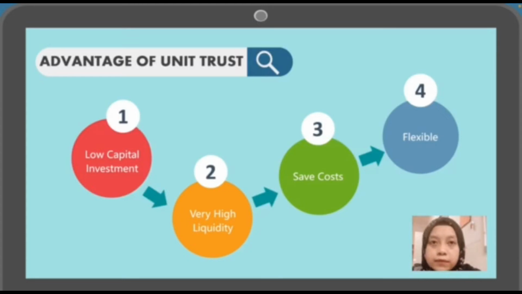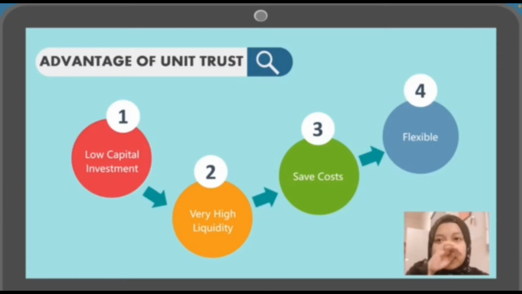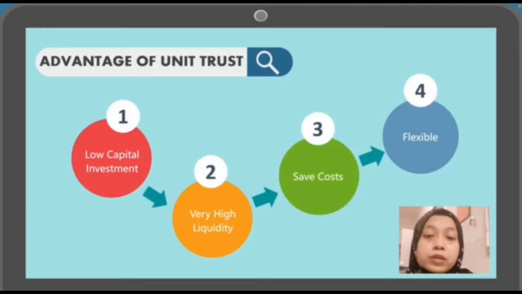Payment in unit trust investment from the sale and management charge. The sale charge is between 5 to 6%, and the management charge about 1.5% per year. If we invest 1,000 ringgit, then the sale charge is about 47 ringgit. That means only 952 ringgit out of 1,000 that we invest will actually be invested.